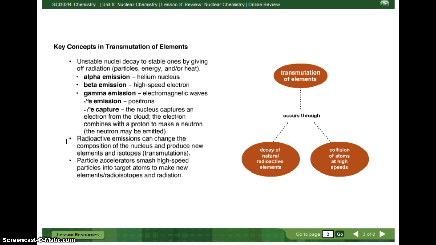Radioactive emissions can change the composition of the nucleus and produce new elements and isotopes, which is the definition of transmutation. Particle accelerators smash high-speed particles into target atoms to make new elements or radioisotopes, and radiation.